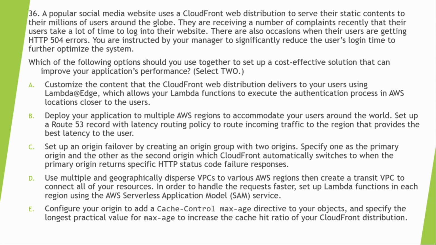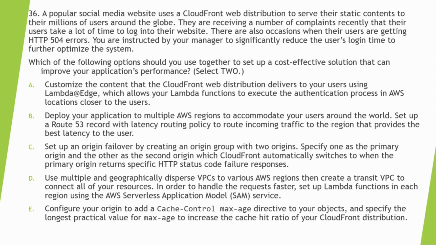With this, you can also add an additional setup of origin failover by creating an origin group. You can read more about it in the CloudFront documentation of the AWS Docs. If you use that, CloudFront will automatically switch to a secondary origin when the primary origin fails. So this will not allow the 504 errors that users are experiencing.